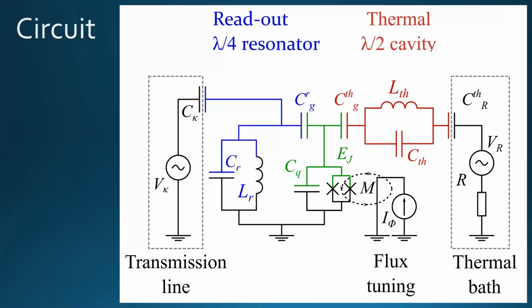So this is like an equivalent circuit of the structure that is planned to be fabricated and measured. In the middle there is a transmon qubit, which is coupled with two resonators. One of them, designated by blue color, is connected to a transmission line, and the other one, the red one, is connected to a thermal bath, which is this normal metal with NIS contact.